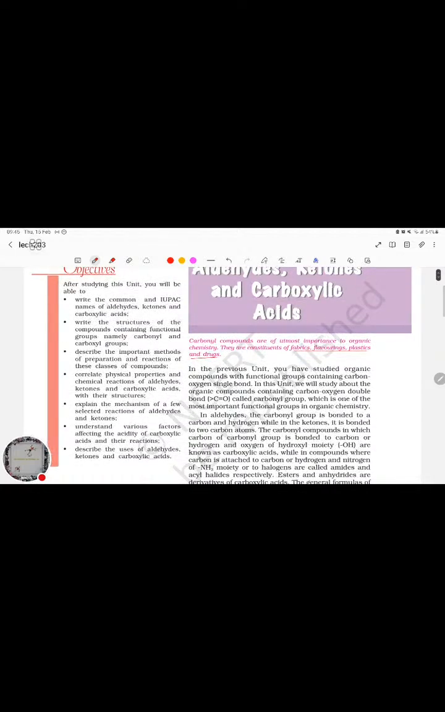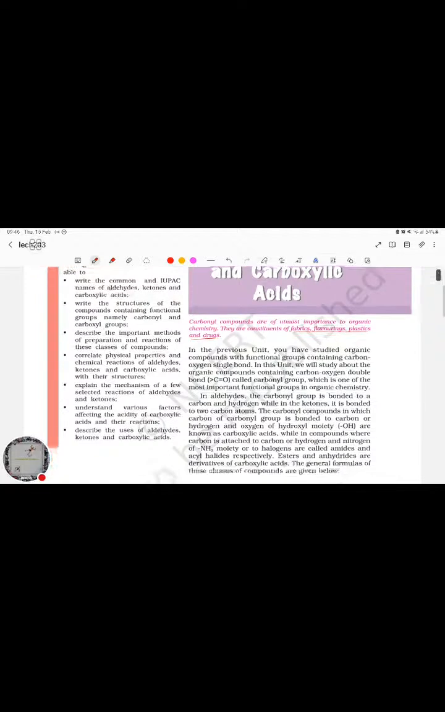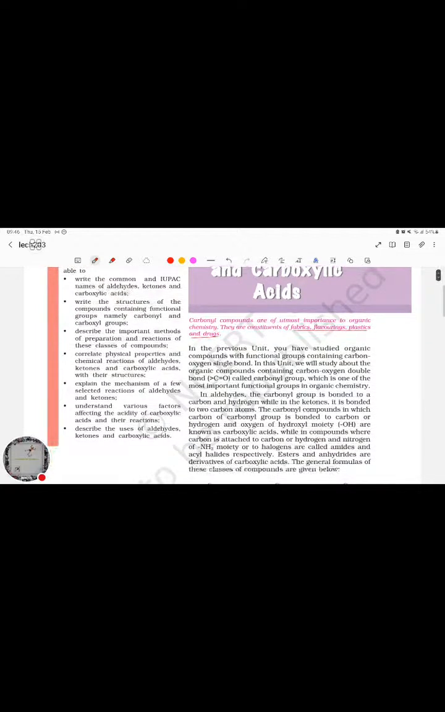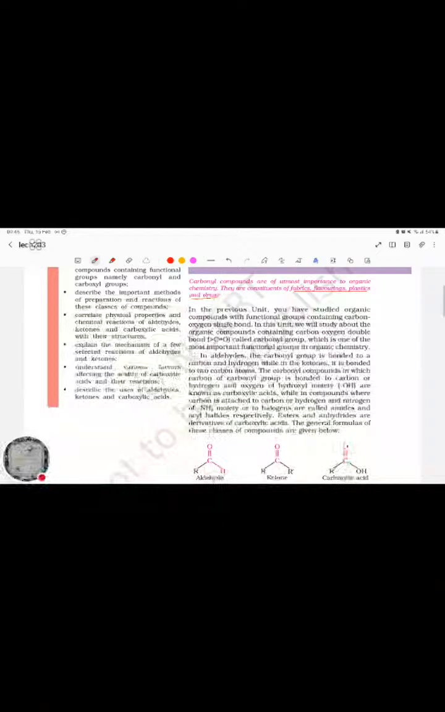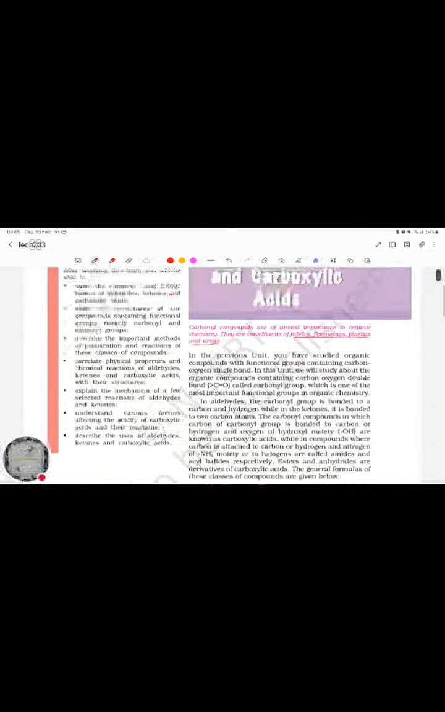So next, after studying this unit you will be able to write the common and IUPAC names of aldehydes, ketones, and carboxylic acids. Write the structures of the compounds containing functional groups, namely carbonyl and carboxyl groups. Describe the important methods of preparation and reactions of these classes of compounds. Correlate physical properties and chemical reactions of aldehydes, ketones, and carboxylic acids with their structures. Explain the mechanism of a few selected reactions of aldehydes and ketones. And we will be able to understand the various factors affecting the acidity of the reactions and describe the uses of aldehydes, ketones, and carboxylic acids.